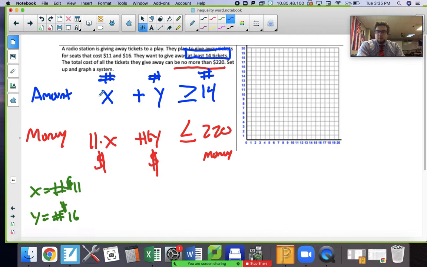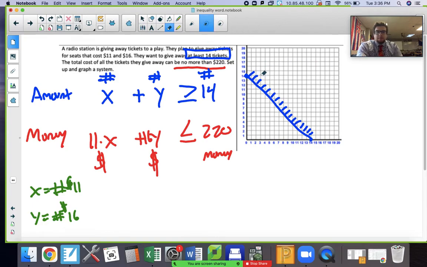When we graph this, we do the amount one in blue. My X and Y intercepts are here at 14. Oh geez, that was a terrible line. Better, not good, but better. I need more than 14 tickets. So I'm allowed to give just 14 of either kind exactly, or a combination of them. So for instance, right here, that's 18 and 15, so that's 33 total tickets. But I can't give away more than 220.